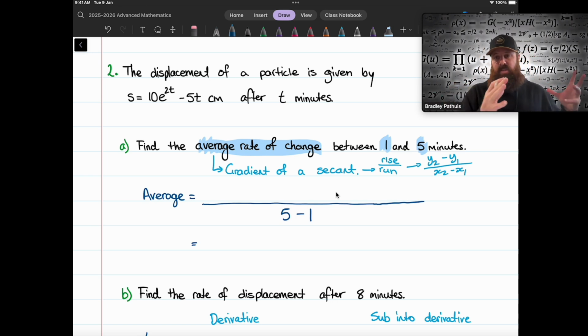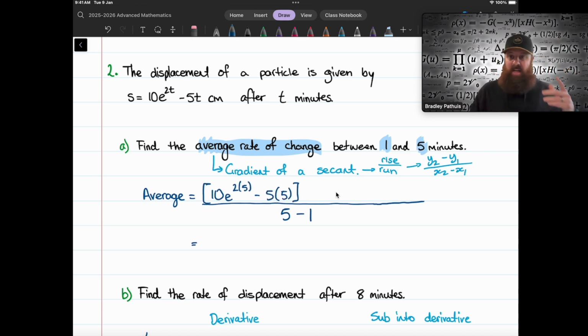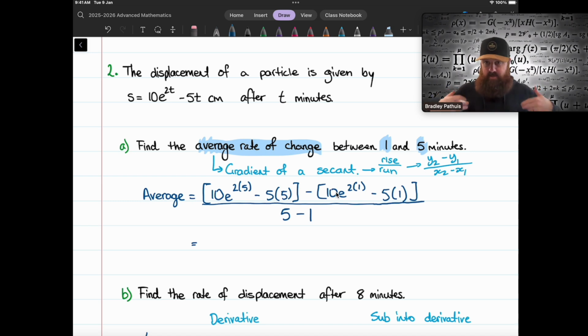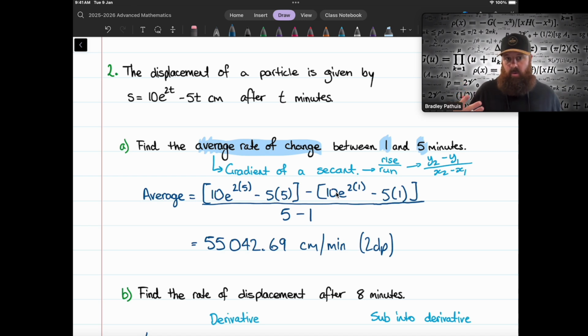So that means the first number in my numerator, the y2 value, is I'm going to evaluate s at 5. So that's my value at 5. And from that, I'm going to need to subtract y1, which is evaluating at 1. Remembering that we want to see these values substituted into these formulas, and we then put that on our calculator, and when we press equals, we get our answer, and there is our average rate of change.